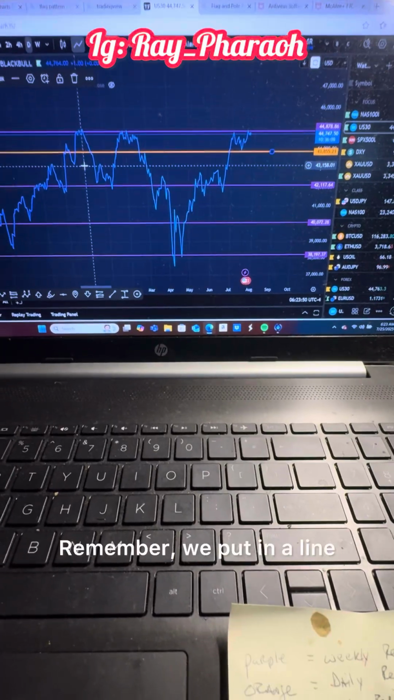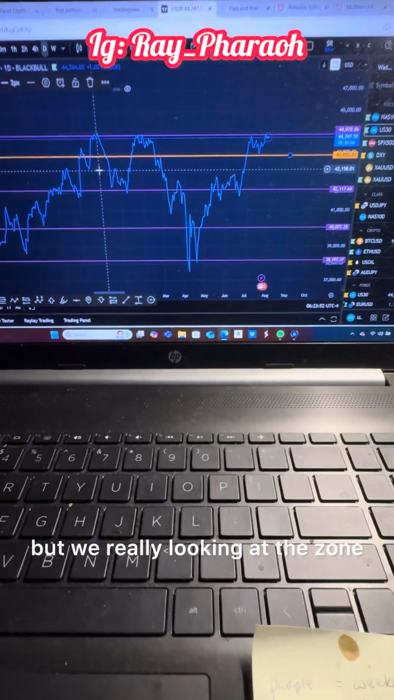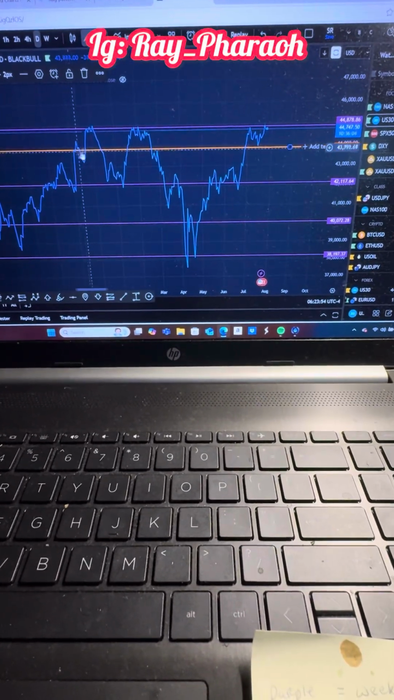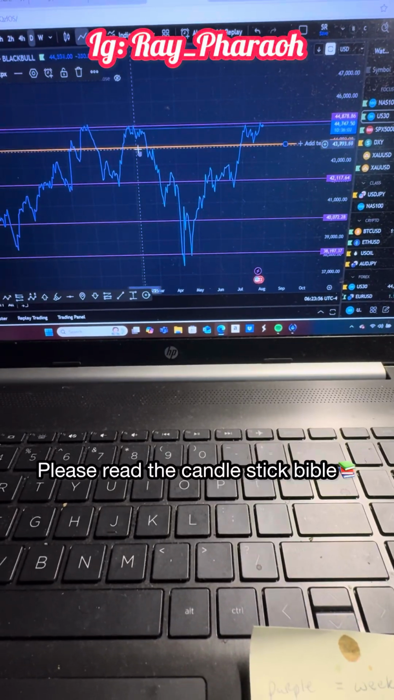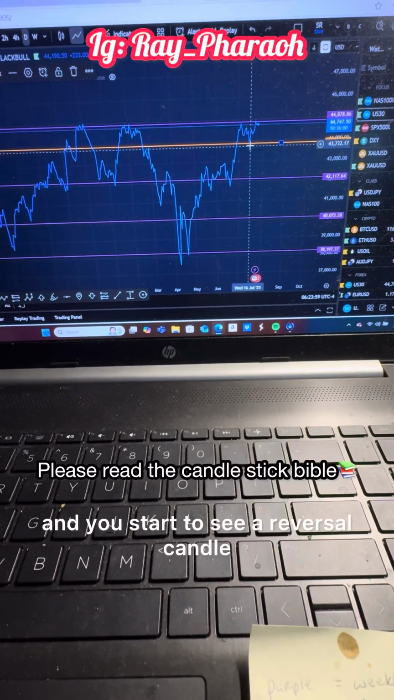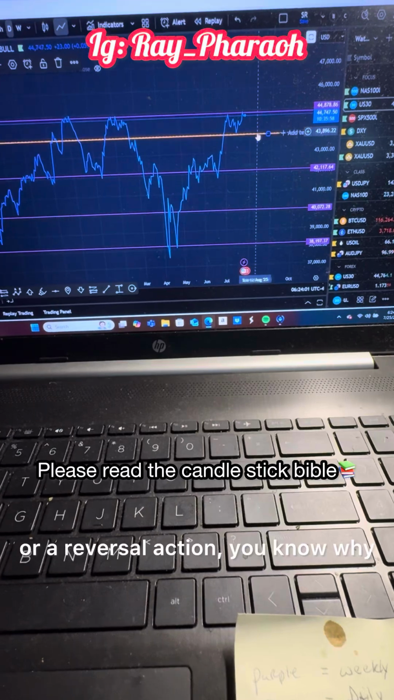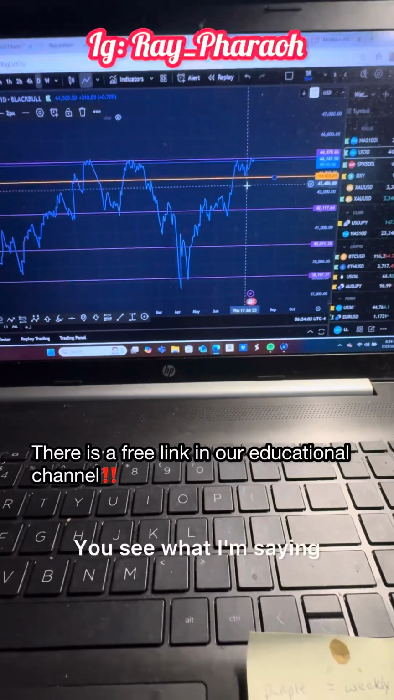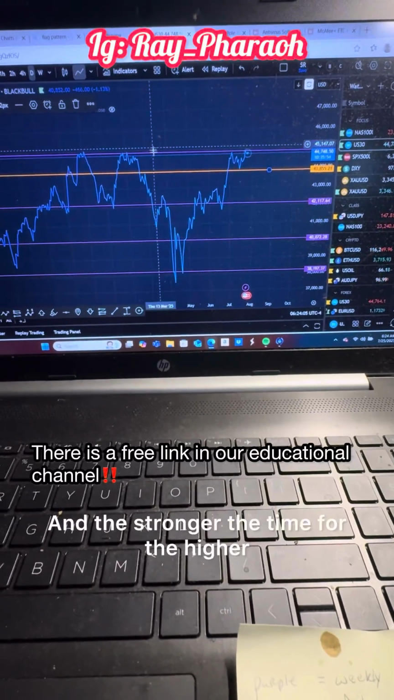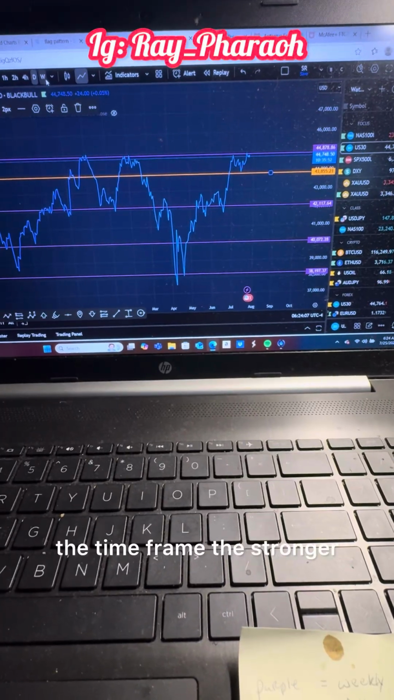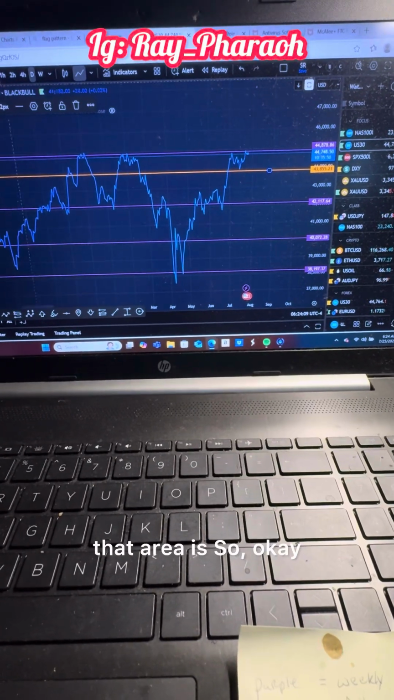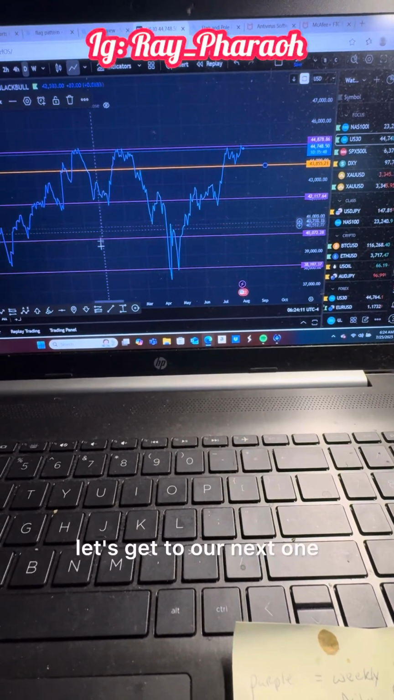Remember, we're putting a line, but we're really looking at the zone. Anytime we get close, you start to see reversal candles or reversal action, you know why. You see what I'm saying? And the higher the time frame, the stronger that area is.